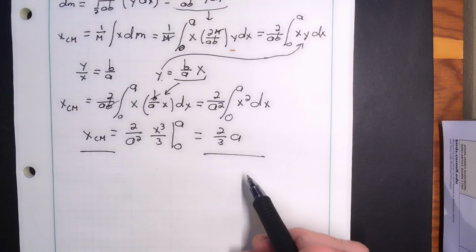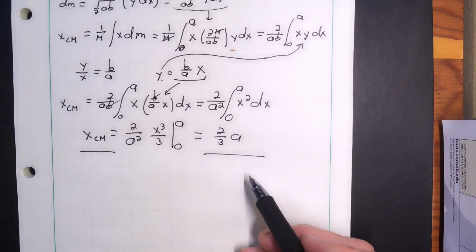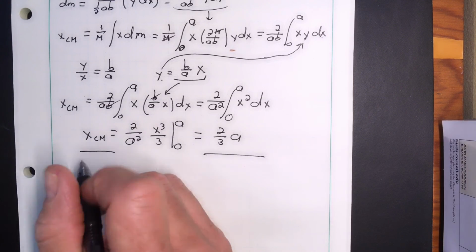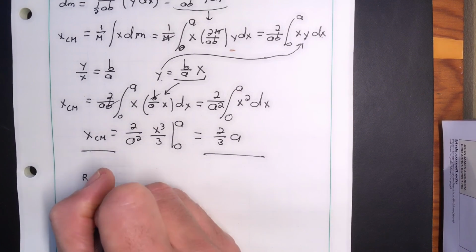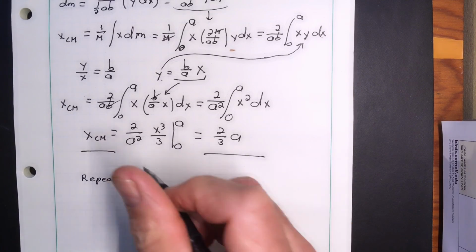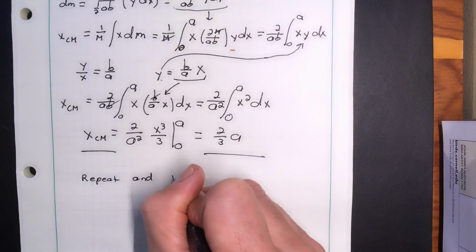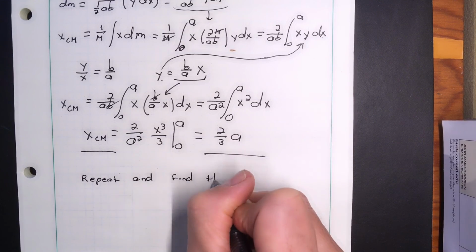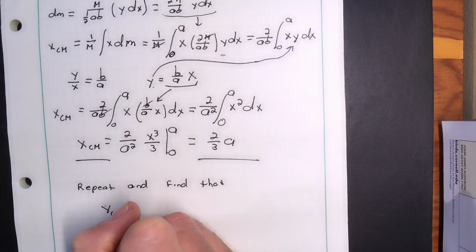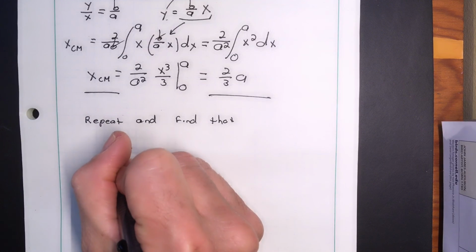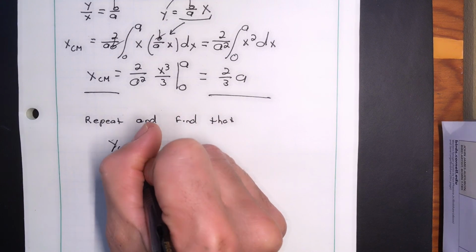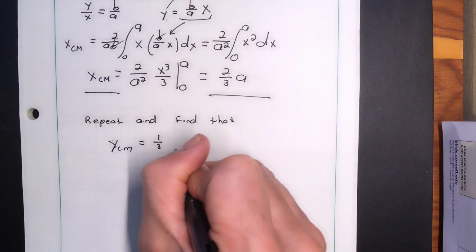Now you need to find the center of mass in the y direction so that you can locate it. So I'm going to leave that to you to repeat and find that. And here's the y value of the center of mass. The y value of the center of mass is 1/3 b.